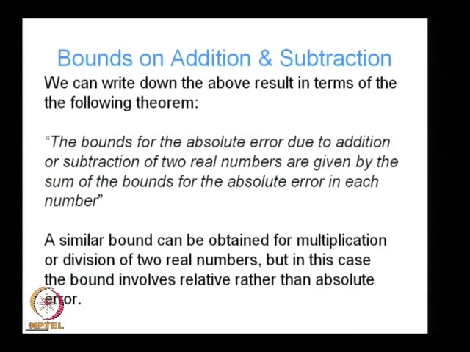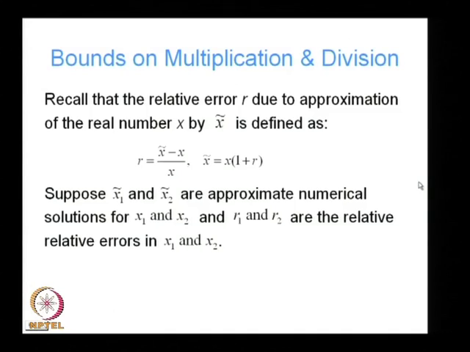Up till now we have been considering absolute errors in evaluating our bounds, but in order to obtain bounds for multiplication or division of two real numbers, we have to consider relative rather than absolute error. Again, recall from our definition of relative error R, due to the approximation of a real number x by x tilde, we can define the relative error as R equals x tilde minus x divided by x, or x tilde is equal to x times 1 plus R.